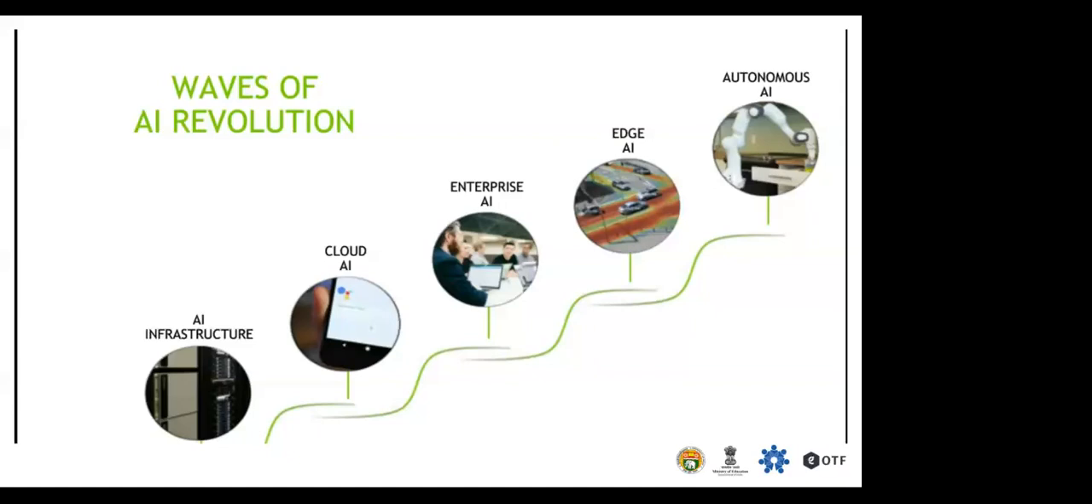Correct. Got it. So we are at this stage. I was thinking we are at the edge right now, but maybe we are at enterprise, or we are at all three: cloud, enterprise, and edge. All three run in parallel, and some of them are mature, some of them are still maturing.